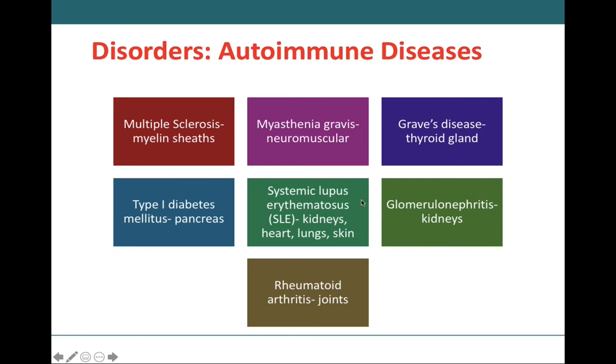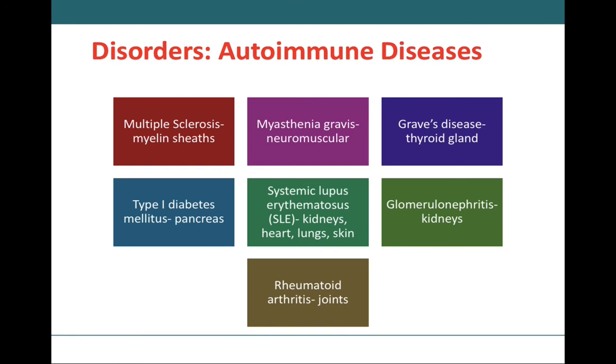And we also have systemic lupus erythematosus. And the word systemic is going to indicate that this condition affects many different body systems. The kidneys, the heart, the lungs, and the skin are all affected by systemic lupus erythematosus.